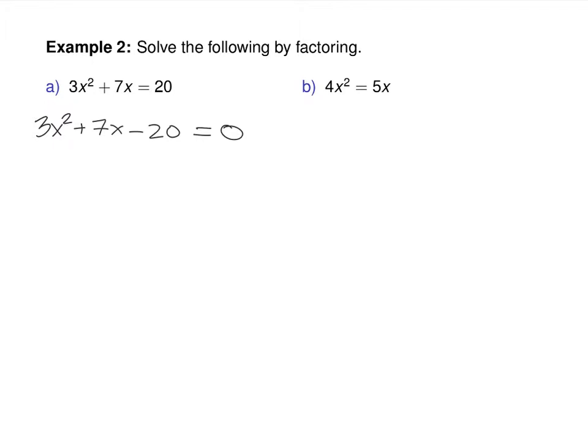So I did it the long way on my notes, where we multiplied and did that grouping thing. If you're going to use that grouping method, you just have to remember what it is. So how do you start it? Multiply 3 times -20. So we need things that multiply to -60, right? And add to 7.